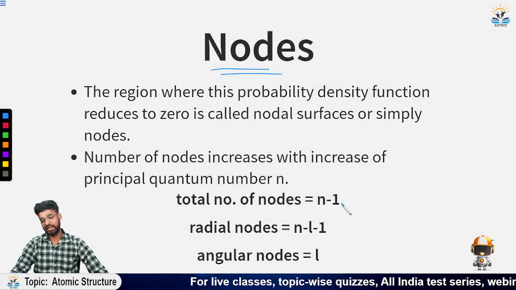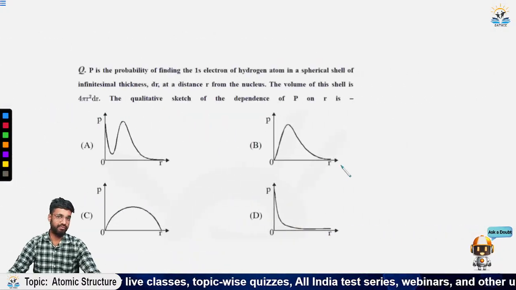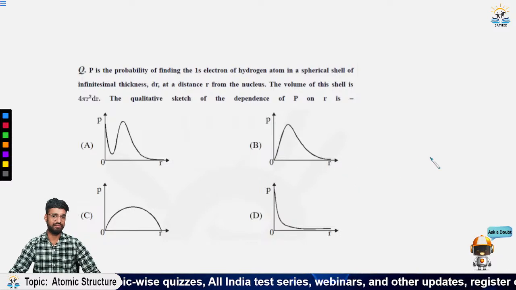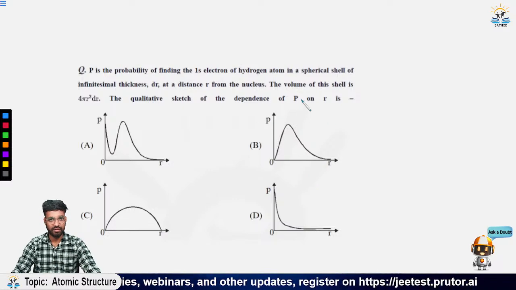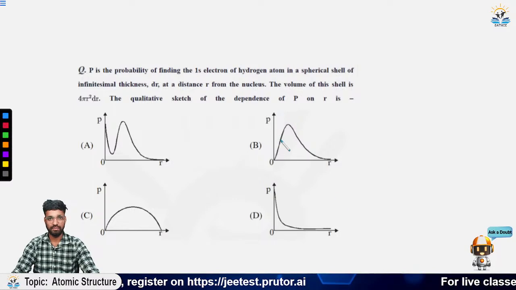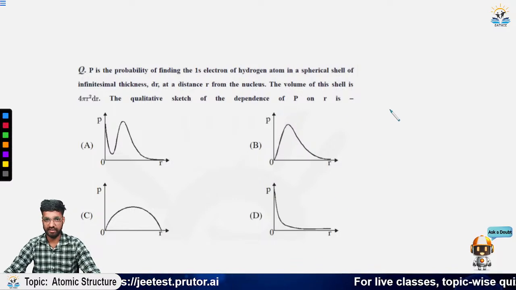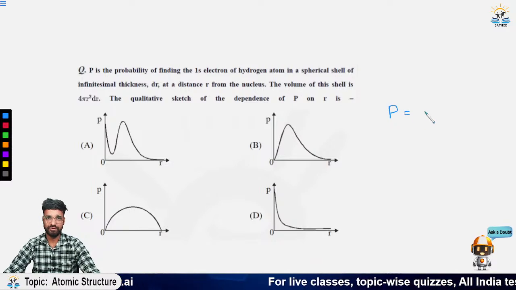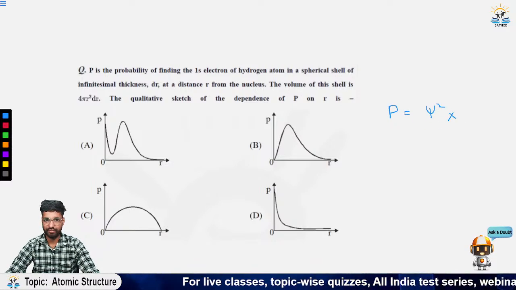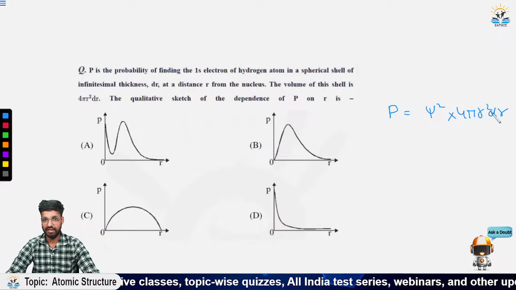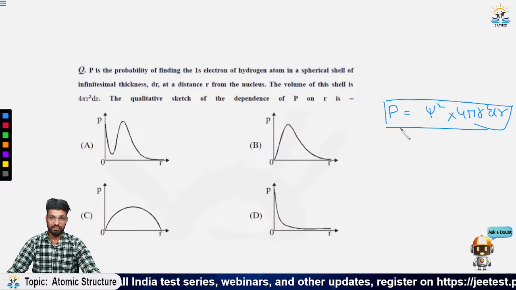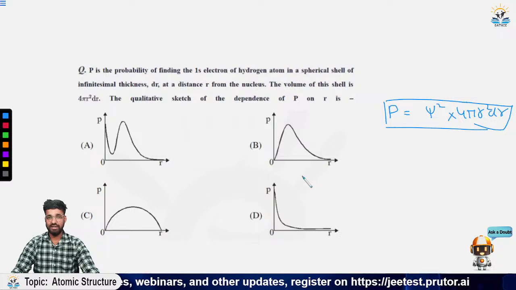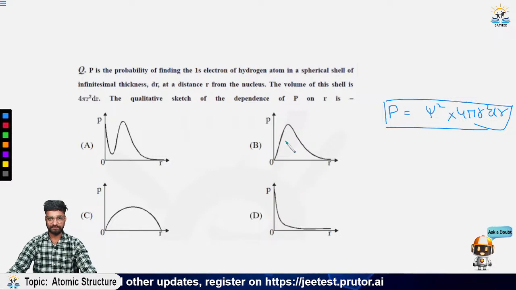So this much was for today's class. If we move to this last question, you can solve it by yourself. I have taught you this earlier. It says that you have to see which of these diagrams of probability versus r is correct. Let me make one thing clear here: probability is equal to psi square into 4 pi r square dr. So this is a different kind of plot. Which of these diagrams will represent it accurately? Let me do it for you. It is a difficult one.